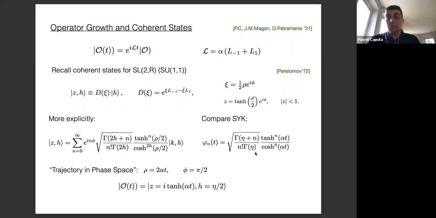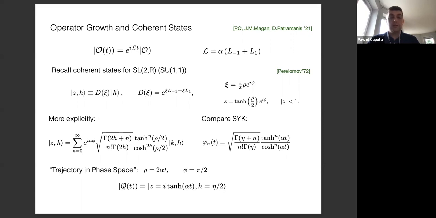If you compare this with the SYK answer, so I'm bringing you here, this is the explicit solution of the Schrödinger equation for the SYK model. You can recognize this tangent hyperbolic and these gammas here. What you see is that this growth of the operator, as you obtain by the solution of this Lanczos approach, is nothing but the coherent state for the particular value of this rho. So rho equals 2 times alpha t, and phi equals pi over 2.